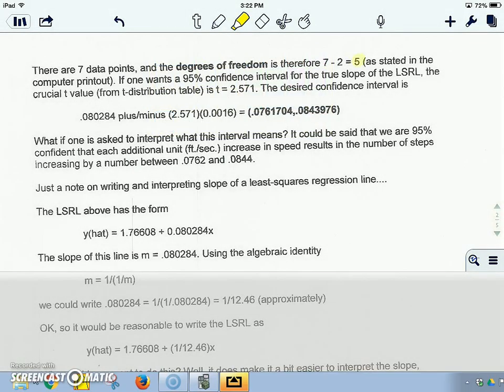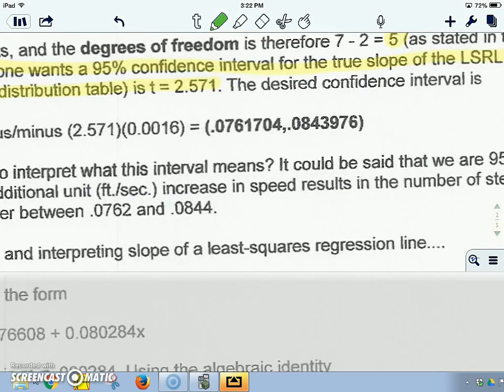If we want a 95% confidence interval for the true slope of the least square regression line, we need a critical value t. Okay, and again, we're going to use t because we're guessing on 2 separate things, the slope and the y-intercept. So it's not going to be quite accurate. So we need to find a t-score. And this t-score would come from our inverse t. And if we want a 95% confidence interval, we put in 0.975, and we'd get our t-score.